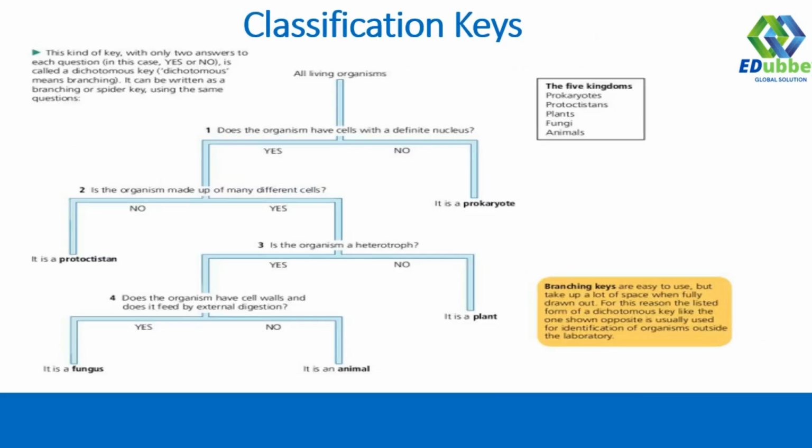Some classification keys. On this slide, I have a diagrammatic representation showing the five major kingdoms. We have the prokaryotes, the protistans, the plants, fungi, and animals. So this is a dichotomous key, that is a key showing whether, yes or no, an organism belongs to a category or not. So that is two keys branching into a spider-like key.